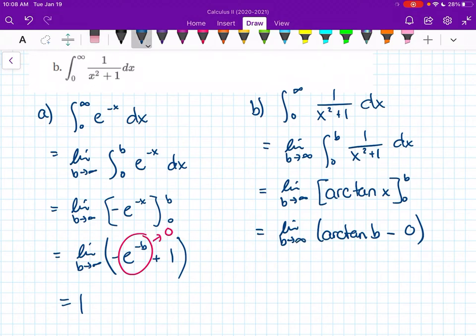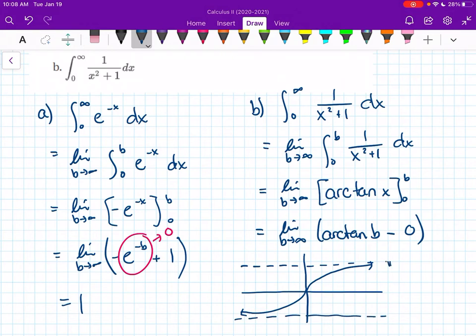Okay, so let's see here. Arctan, if you want to graph it real quick on your calculator, you can see it, or you can think about the tangent graph if you want, but it has horizontal asymptotes of pi over 2 and negative pi over 2. So my answer here would just be pi over 2 as we look as b is going to infinity. Okay, great.